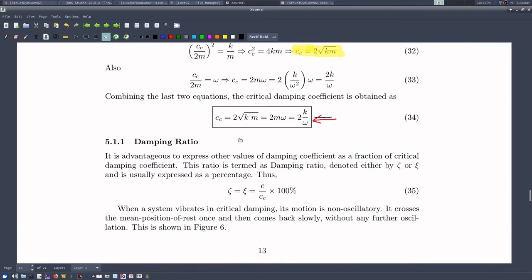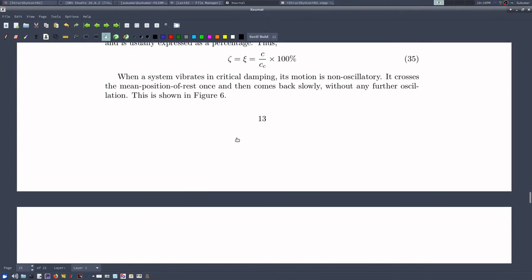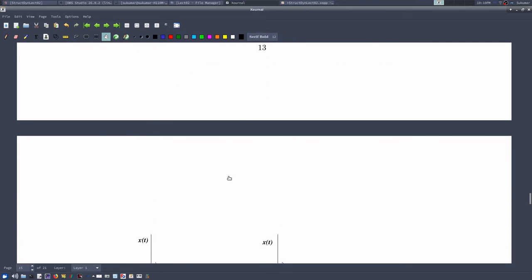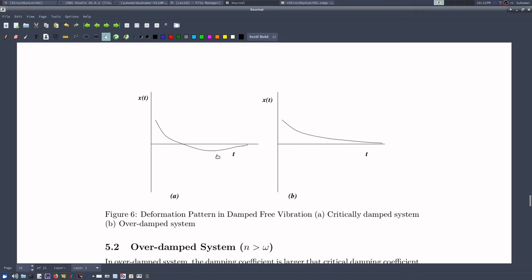Actually it is not a vibration, as you can see. Therefore, except for knowing the value of critical damping, a critically damped system is not of so much interest to us. Okay, it is something like this.